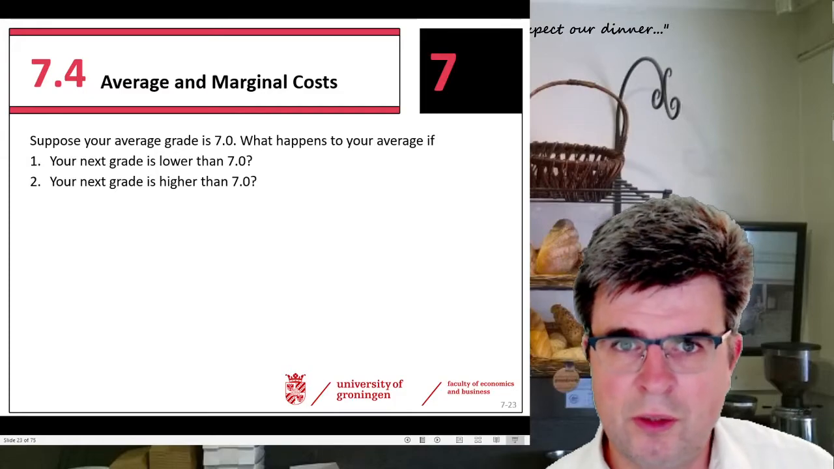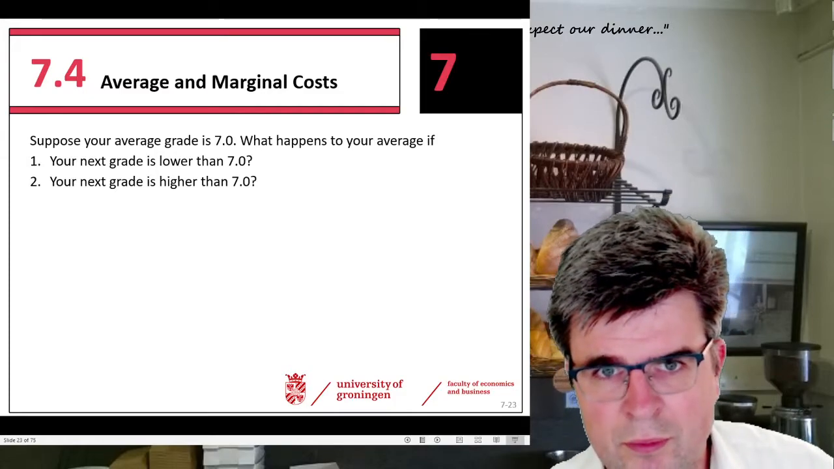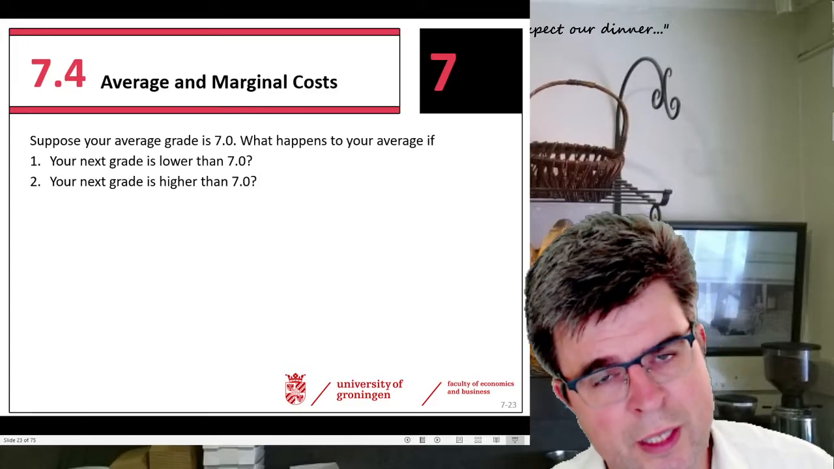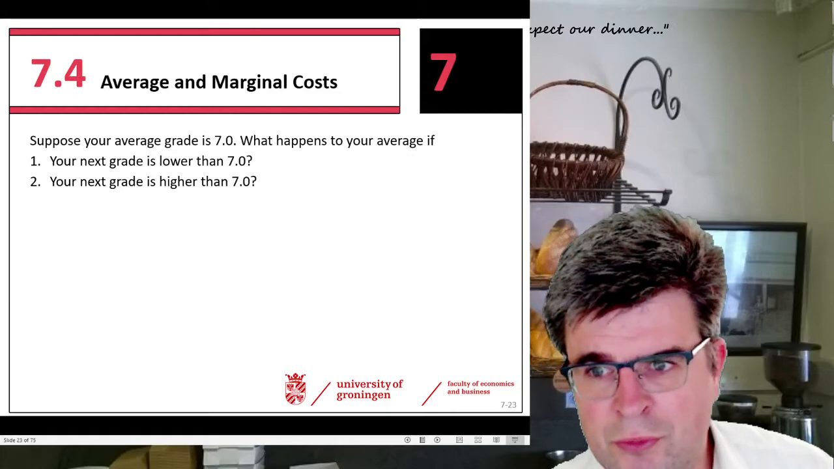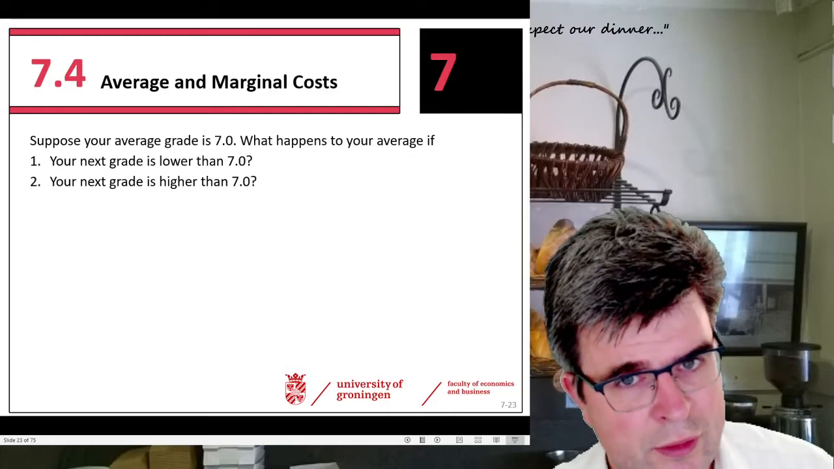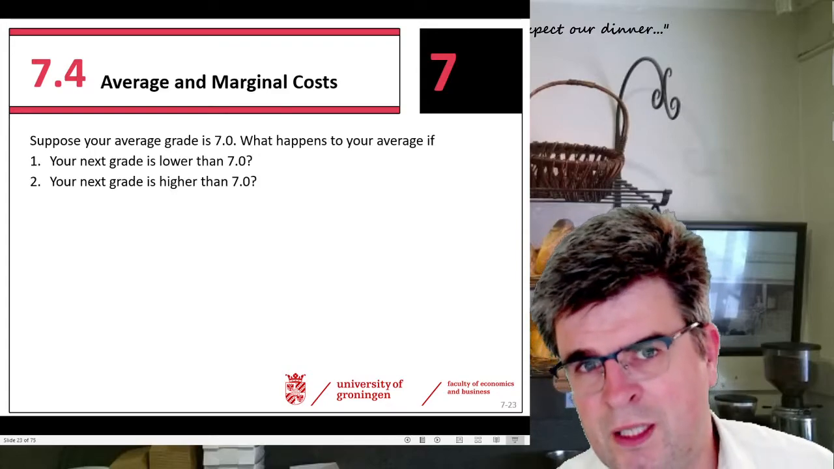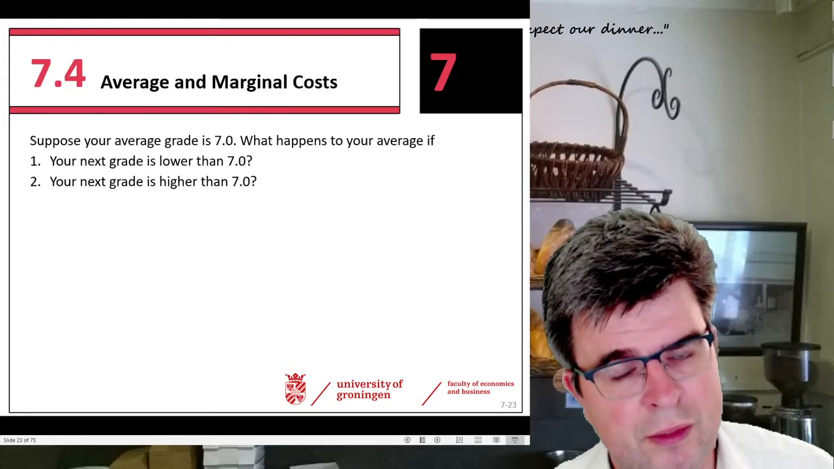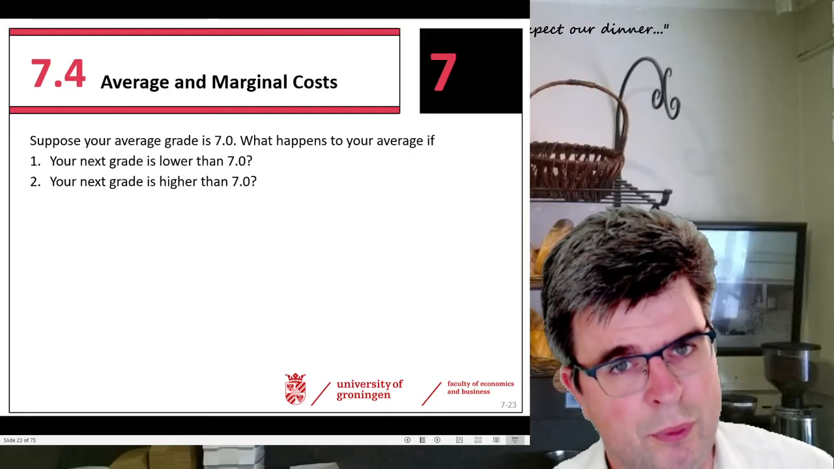Now there's a relation between the average and marginal cost, and let's do an example close at home. Suppose that your average grade is 7.0. What happens to your average grade if your next grade is lower than 7, and what happens when it's higher than 7? Easy to answer. If your next grade is higher than 7, then your average grade will increase. If your next grade is lower than 7, then it will decrease.